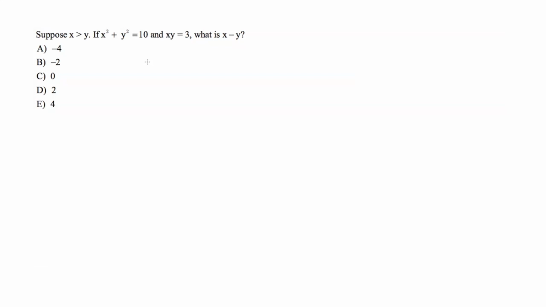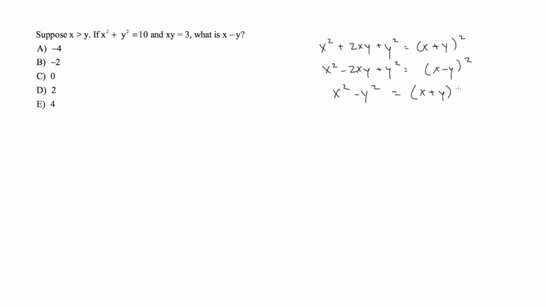So what we can do is use one of these three equations. We have x squared plus 2xy plus y squared equals the quantity of x plus y squared. The next equation would be x squared minus 2xy plus y squared, and that's equal to x minus y squared. And finally we have the perfect square equation, x squared minus y squared, that's equal to x plus y times the quantity of x minus y.